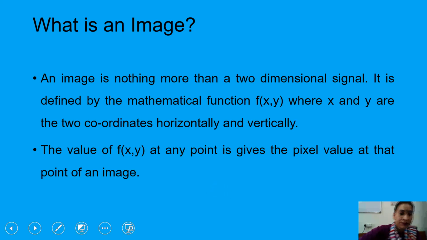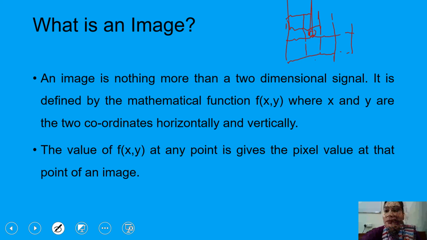For example, we are having this box. Every box forms a pixel. Every box has some particular value. If we are talking about a black and white image, then it has only two values, 0 and 1. So if I write here 1 or 0, it means f(x,y) is either 0 or 1 for a black and white image.